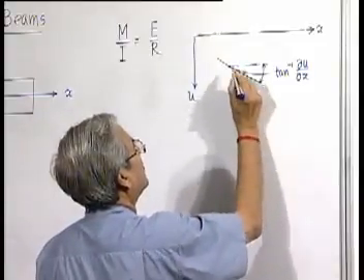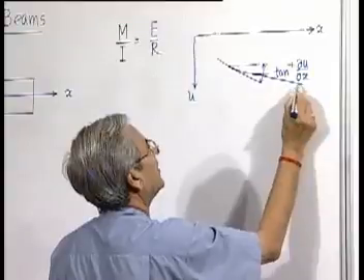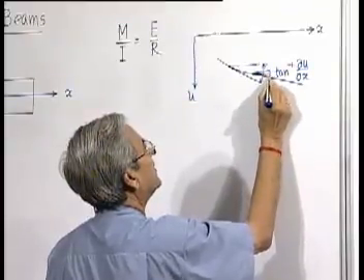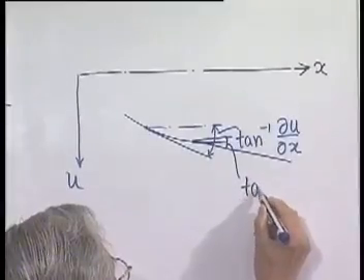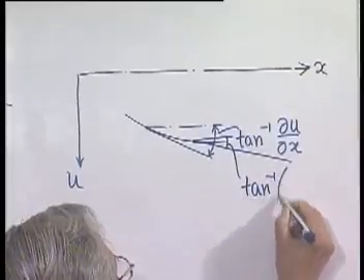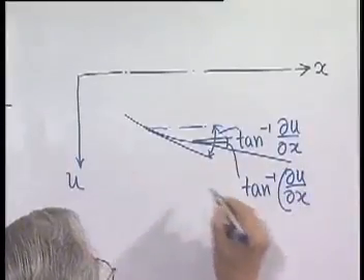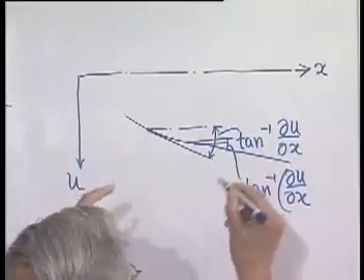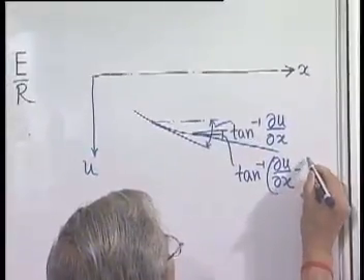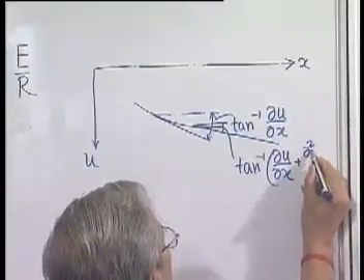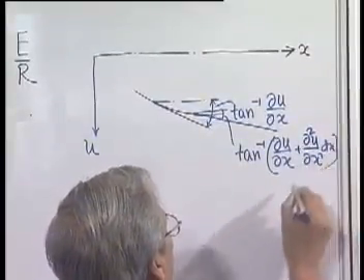Now if we go to this point, this angle will be equal to tan inverse of the slope, del u del x, and here it is reduced plus del 2u del x square dx, the slight difference.